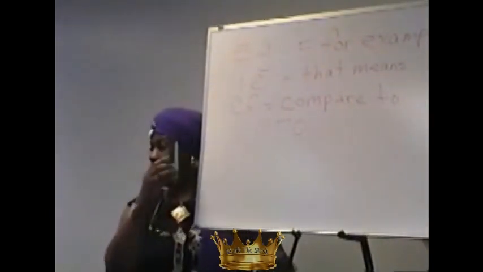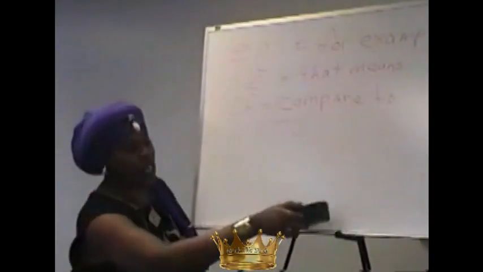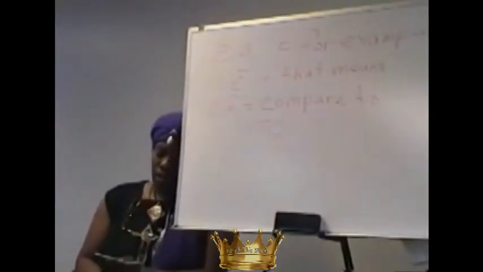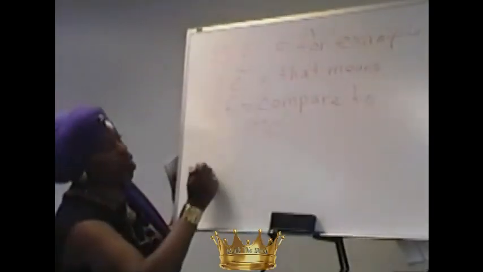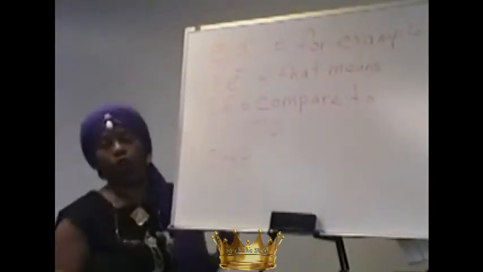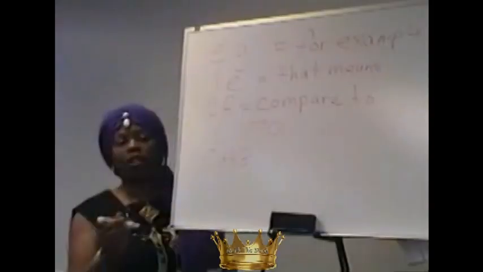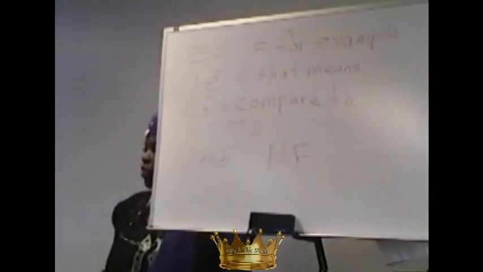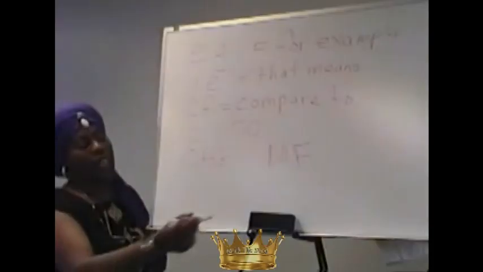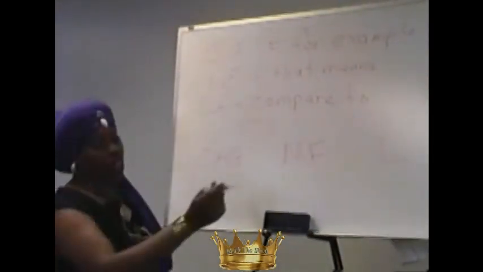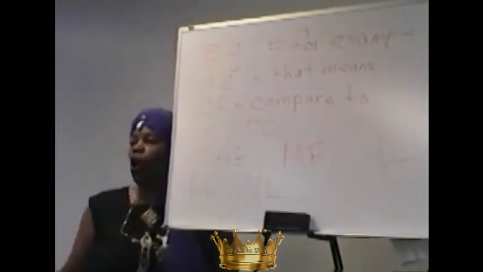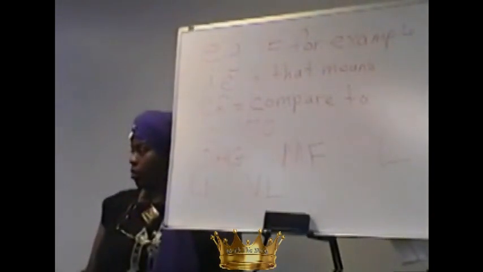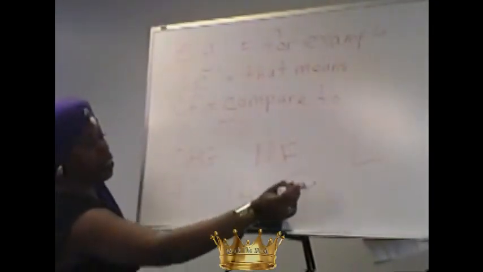Can I erase these? Because I need to add some different things. But let me just keep writing, because some people are still writing. Anytime you see O-H-G, that means Old High German. Anytime you see M-F, that means Middle French. Anytime you see L, that means Latin. L-L means Lowered Latin. V-L means Vulgarized Latin. A plain G means German.